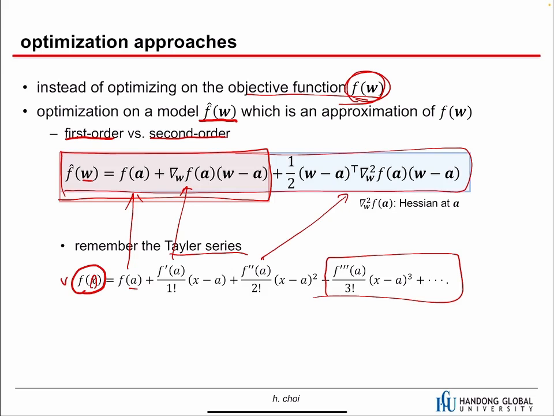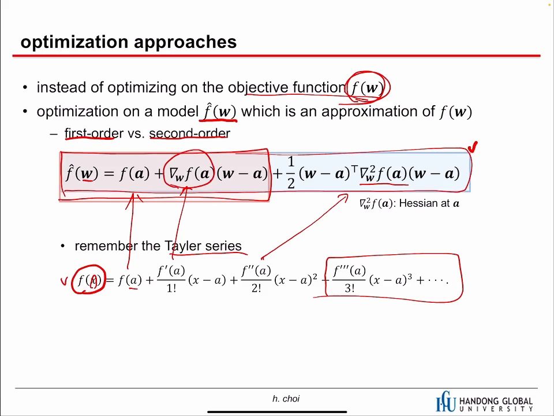When we take the second order, the approximation would be more accurate than the first order approach. But there's no free lunch. This second order information comes at a cost. We have to take a second order derivative, and since w is in a high dimensional space, w is a vector.